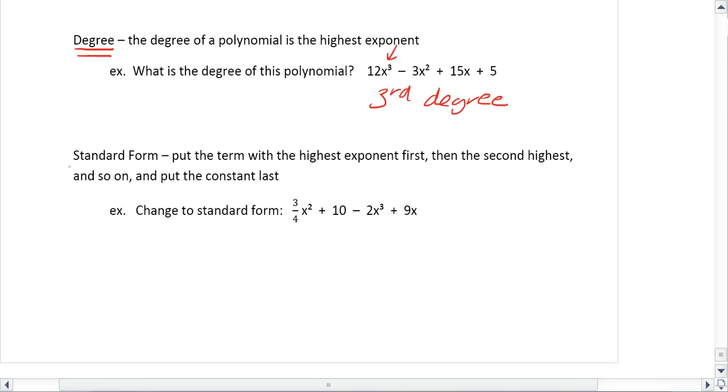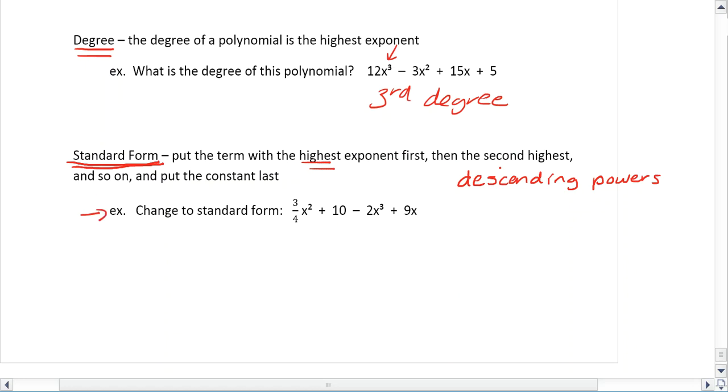Another thing to discuss is putting polynomials in standard form. And this is pretty straightforward when there's one variable, but it gets a little more tricky when there's more than one, and we'll discuss that. But in standard form, you put the term with the highest exponent first, and then the second highest, and so on. And what I'll call this is descending powers. You'll have to let me know if that's even close to being spelled right. Descending powers means the highest one first, and then the second highest, and so on.